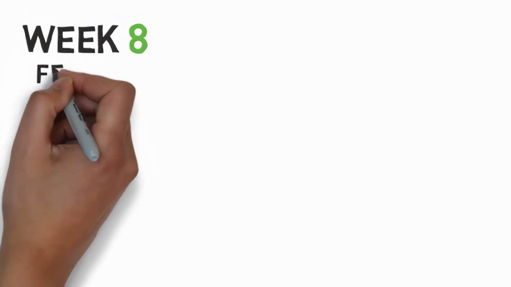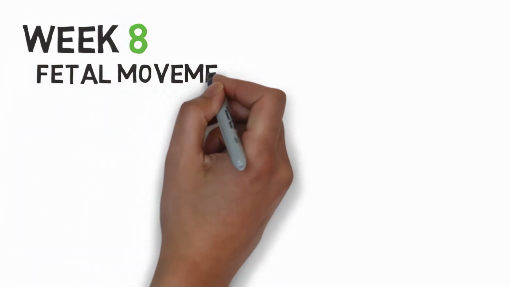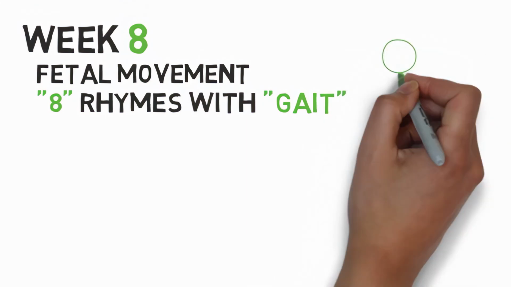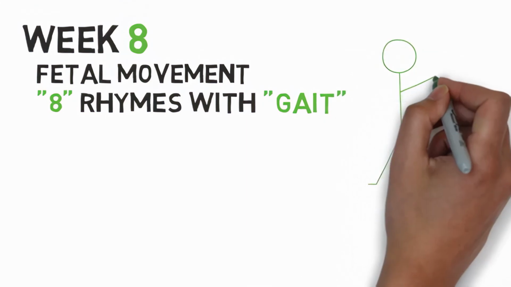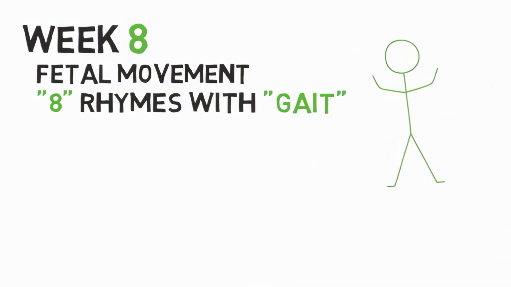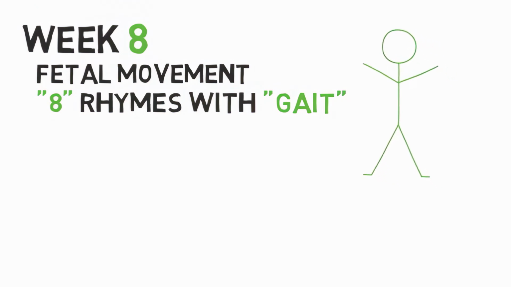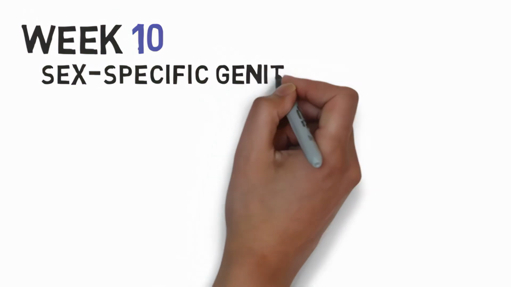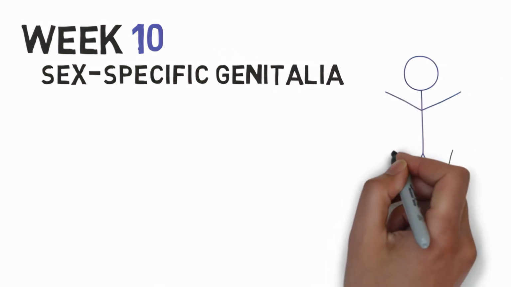Week 8 is when we start to see fetal movement, and you can use the fact that there are 8 letters in the word movement to associate fetal movement with week 8. And one student suggested that you remember that 8 rhymes with gait, and that will help you think about fetal movement. It's not like the fetus is walking around inside the uterus or anything, but that might be a helpful mnemonic. And week 10 is when the genitalia begin to take on visible sex-specific characteristics.